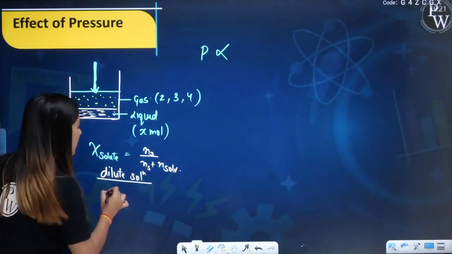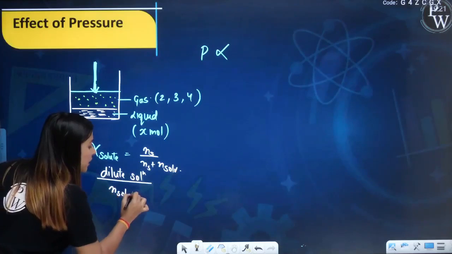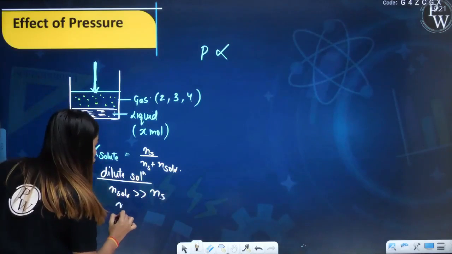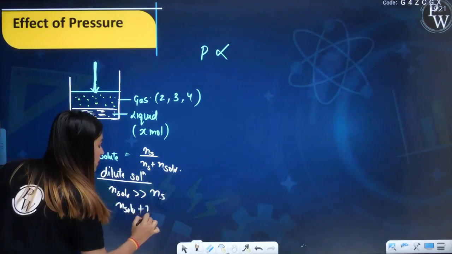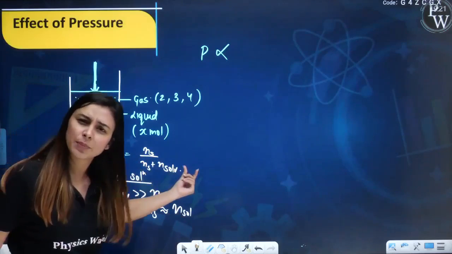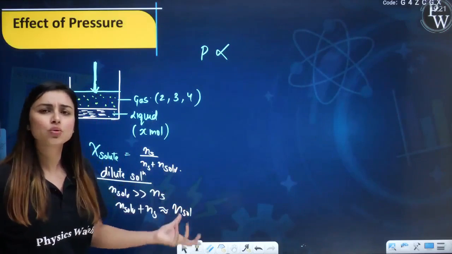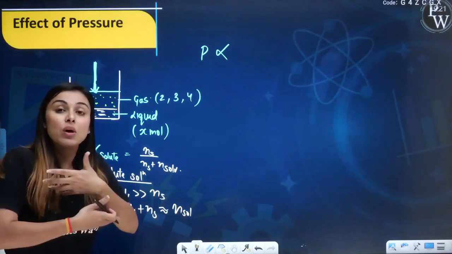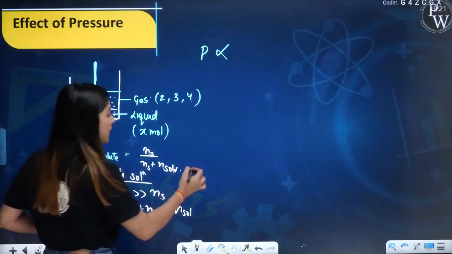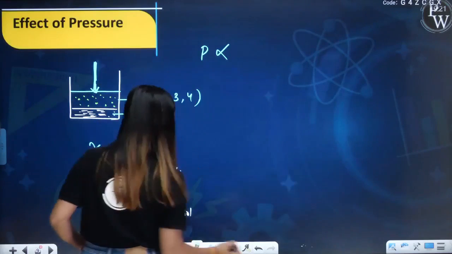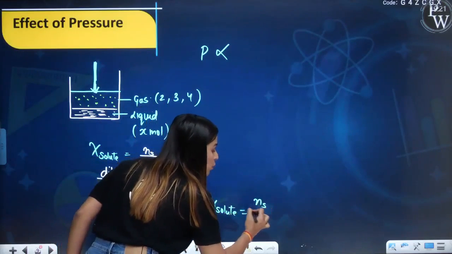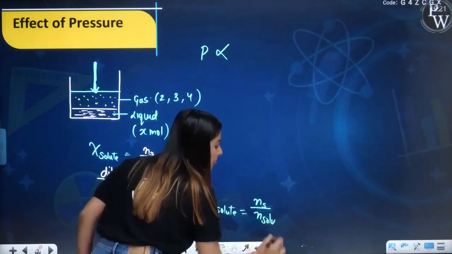Here the moles of solvent will be very much more than the moles of solute. So I can say that moles of solvent plus moles of solute will be nearly equal to moles of solvent. I can neglect the moles of solute as compared to moles of solvent because it is a dilute solution. Dilute solution means that you have a very large amount of solvent. So this way I can say that mole fraction of solute will be equal to moles of solute upon moles of solvent.